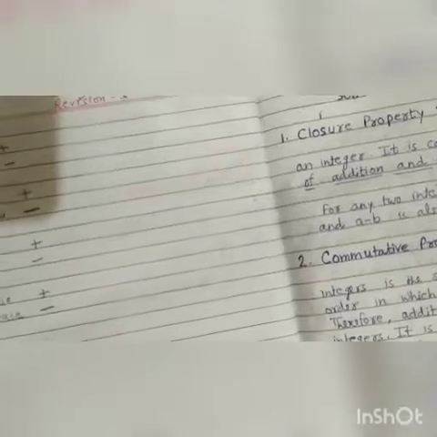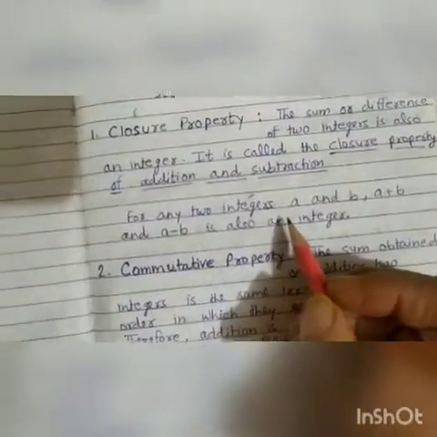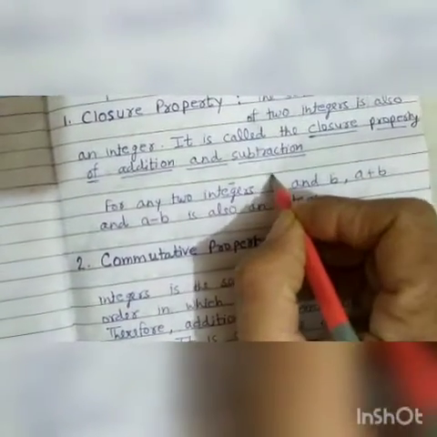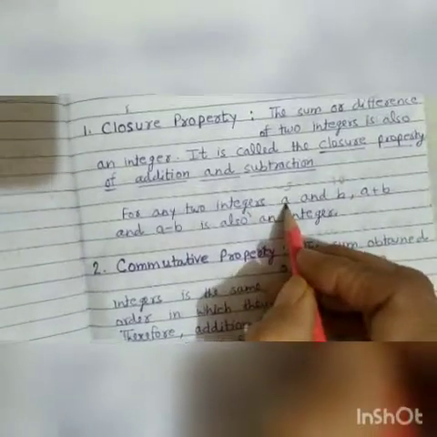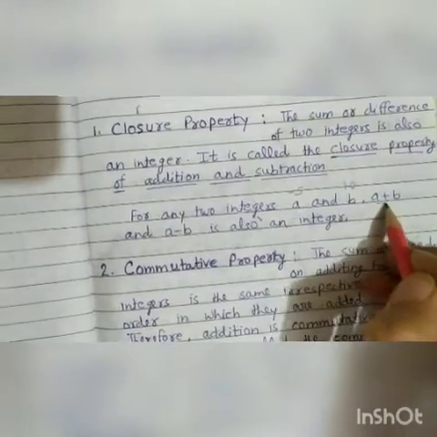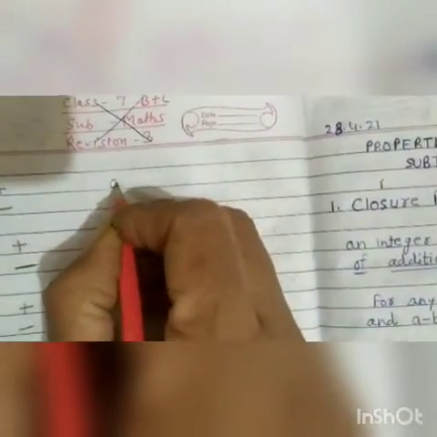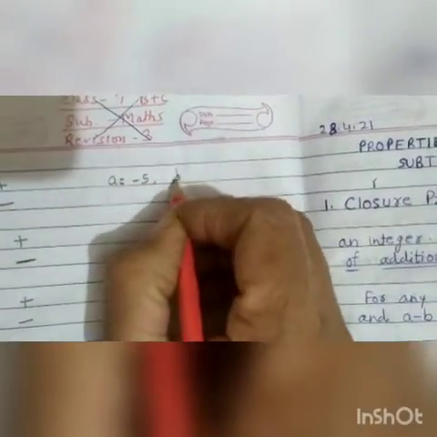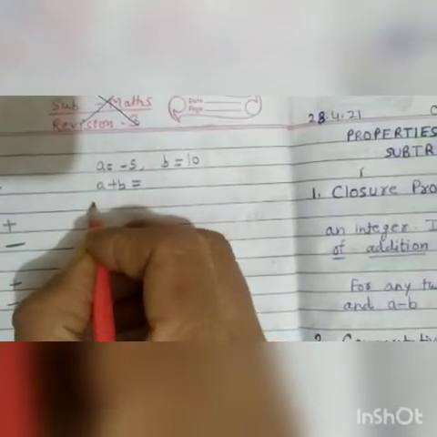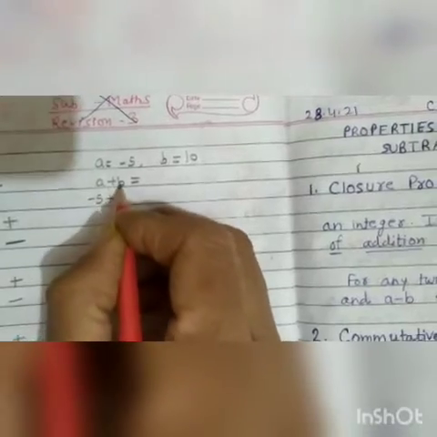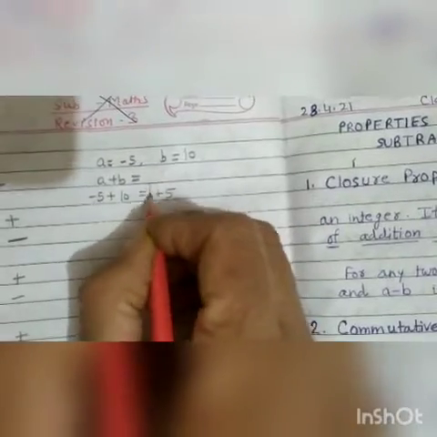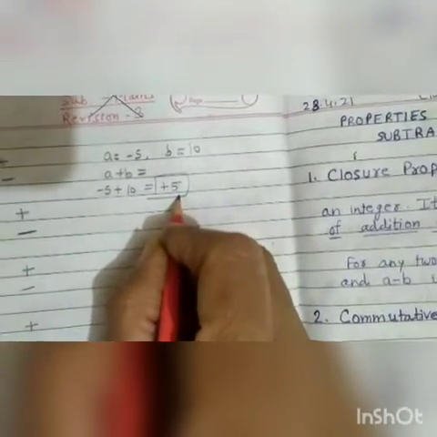Let me explain with one example. Suppose we are taking two integers, minus 5 and 10. First integer a is minus 5 and second integer b is 10. Then what is the value of a plus b and a minus b? A is minus 5 and b is 10. Then a plus b is minus 5 plus 10. When we solve it, it will be plus 5, and this plus 5 is also an integer.